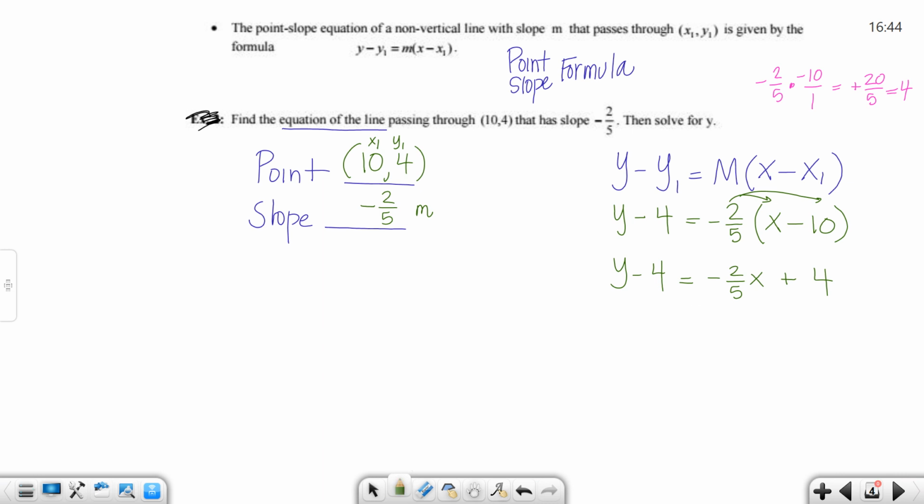Now remember, I want you to work this one by getting y by itself. So now I can move this 4 over here, and y would equal negative 2/5 x plus 8. And that's how it would look.